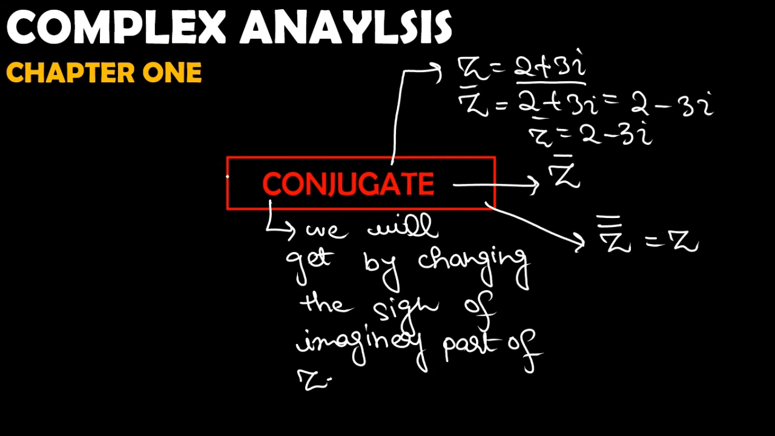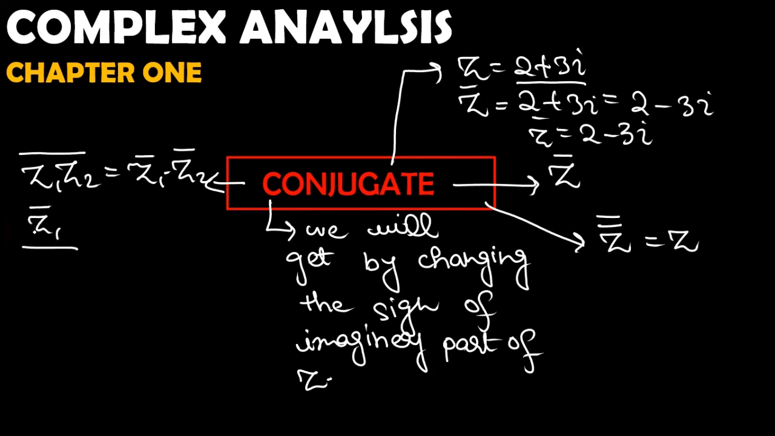And there are very important properties for two complex numbers. If you have two complex numbers multiplied with each other, and you take the conjugate of the product, then you can separate them like this: it is equal to z1 conjugate into z2 conjugate. Similarly, if two complex numbers are divided by each other, then you can separate them.